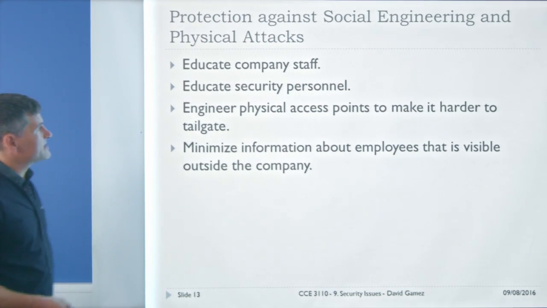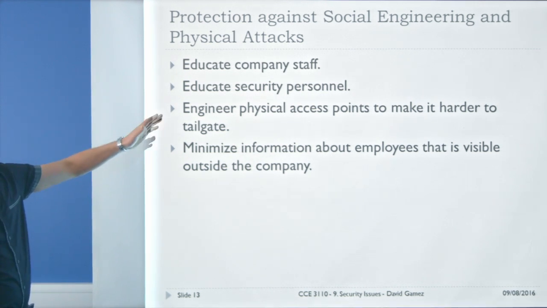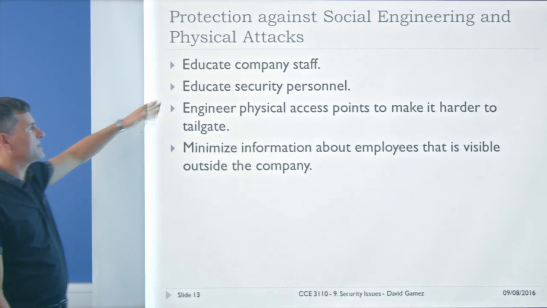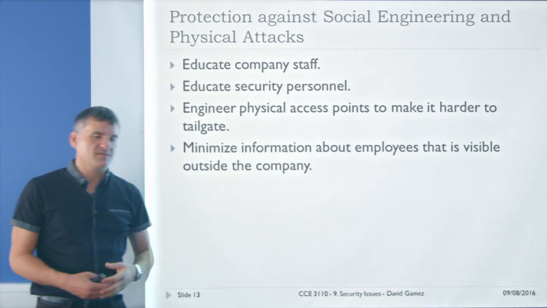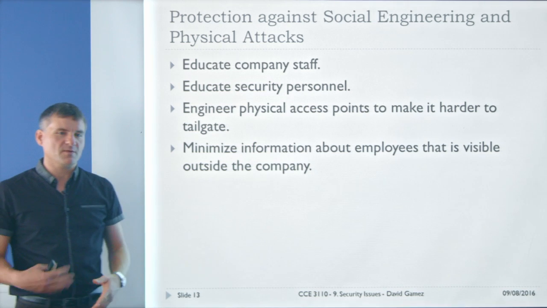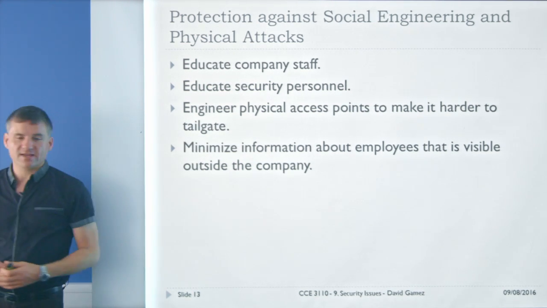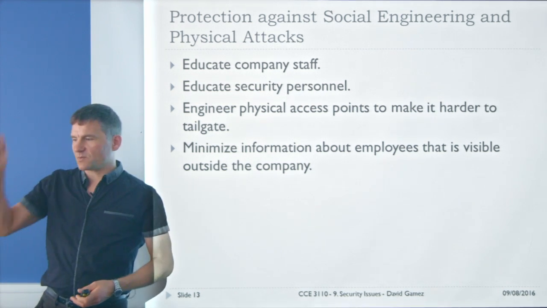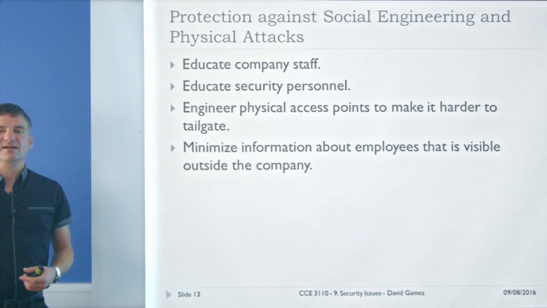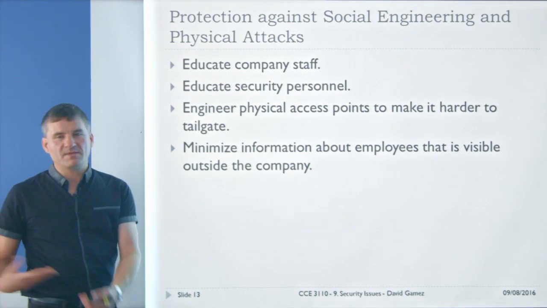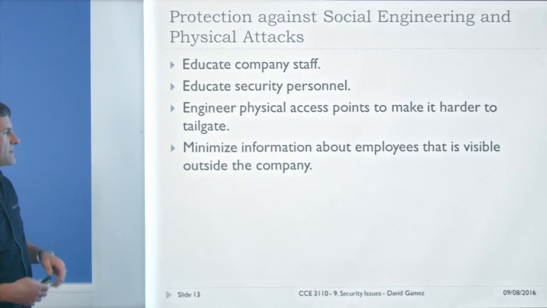To protect against these kinds of attacks, you need to educate your staff, right? You tell them never to give their username and password over the phone or by email. You need to educate security personnel so that they can look out for tailgating and stop people holding the door open for each other. Much better, though, is to engineer the physical access points. Instead of having a swipe card door entry like we've got at Middlesex, much better to have a turnstile so that people can't let other people through. Engineer the physical entry to make this kind of thing harder.